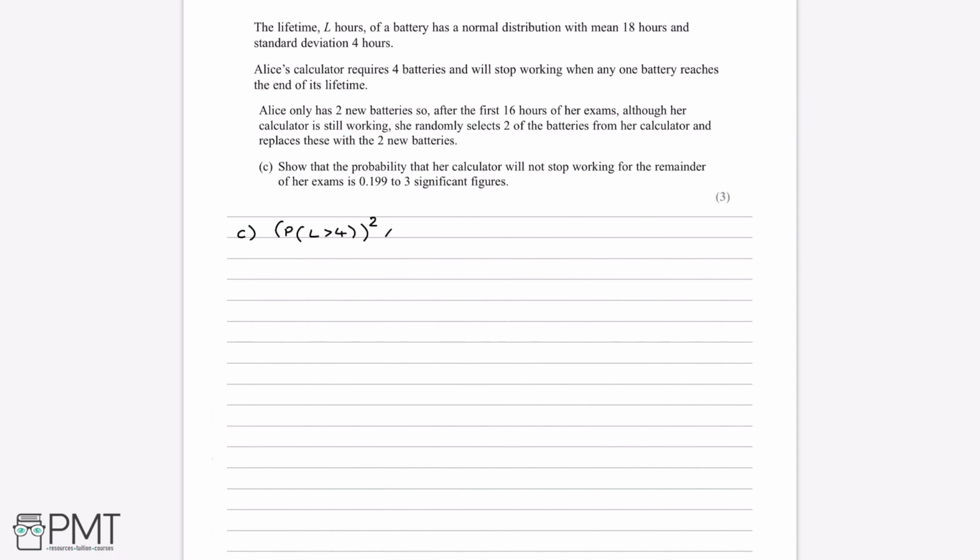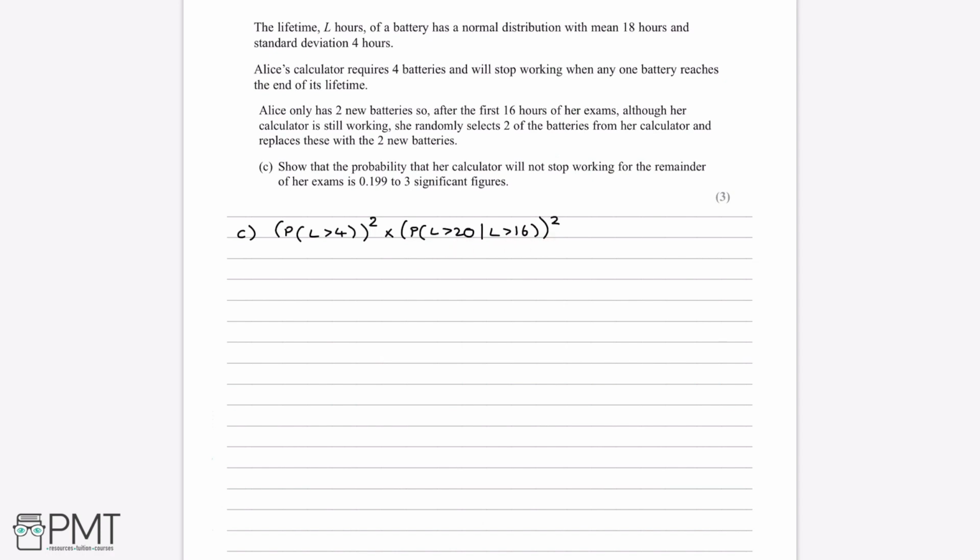So if we multiply the probability for the 2 new batteries by the probability that they will last for greater than 20 hours, given that, which we represent with the straight line, given that they've lasted for longer than 16 hours. And then because there are 2 batteries that need to do this, we square it. And this is how we'd find the total probability, because this is for all 4 batteries. This is for the 2 new batteries, and this is for the 2 that have already been in the calculator for 16 hours.